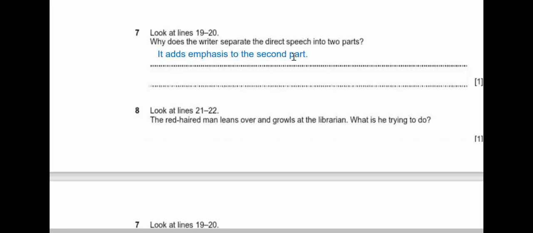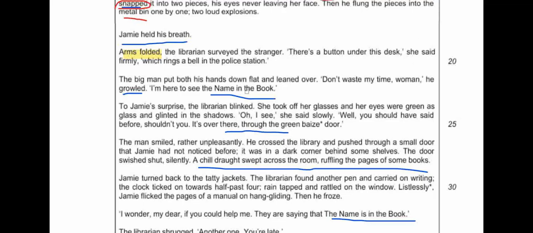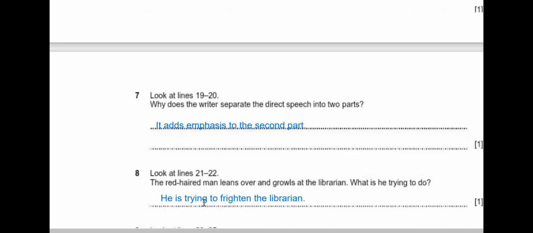Next, question number 8. Look at lines 21 till 22. The red-haired man leans over and growls at the librarian. What is he trying to do? Let's check line 21 till 22. Line 21, the big man put both his hands down flat and leaned over. Don't waste my time, he growled, I'm here to see the name in the book. So we can see that the red-haired man is trying to scare the librarian, to intimidate or to frighten. So we just type down our answer. He is trying to frighten the librarian.